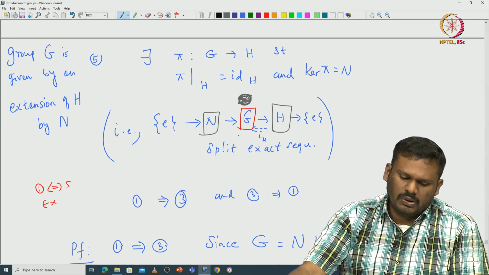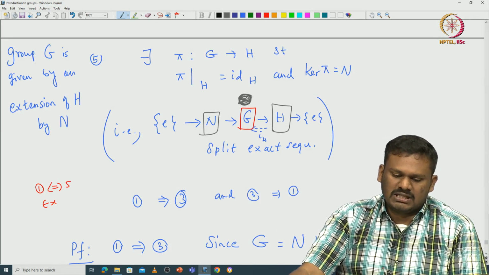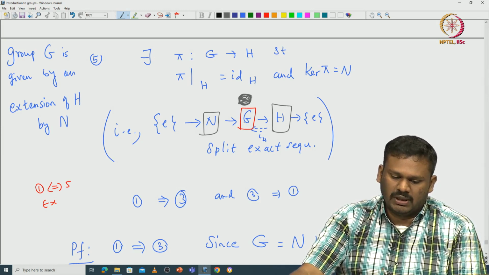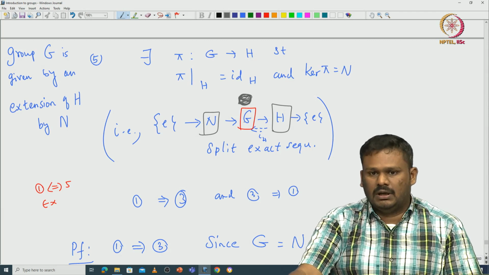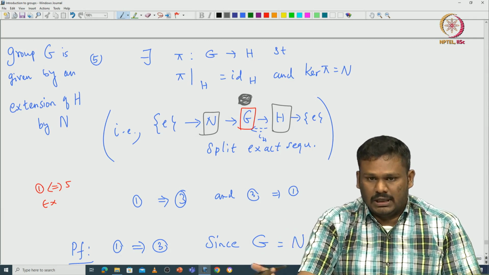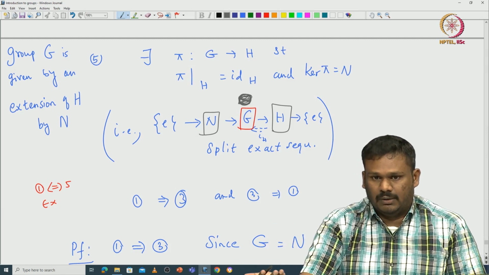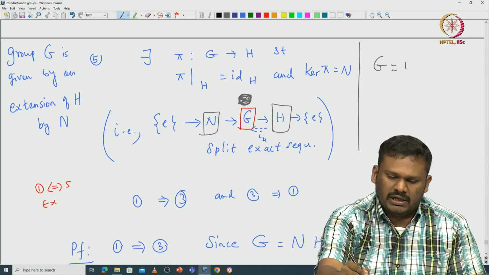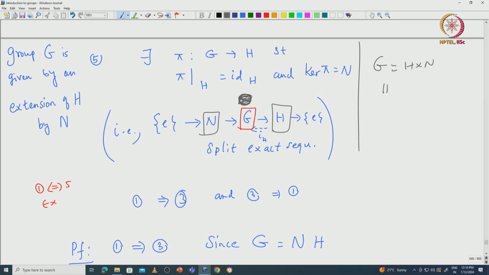So if you think about it, if you assume H is also normal, then this is actually like a trivial exact sequence. That means you can fill G to be H cross N. So basically, we are trying to generalize the concept of direct product. If you take G equal to H cross N, then both H and N are normal in G.